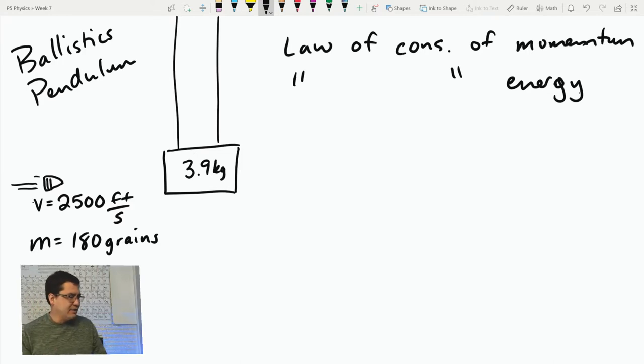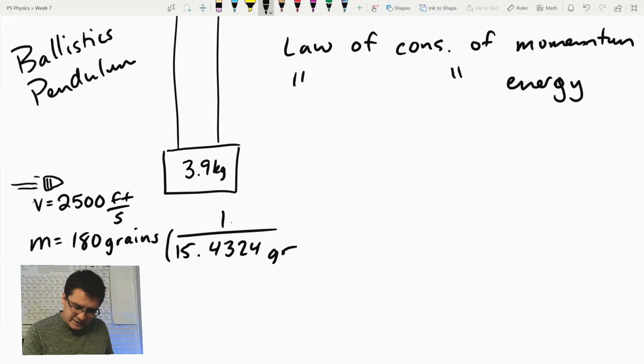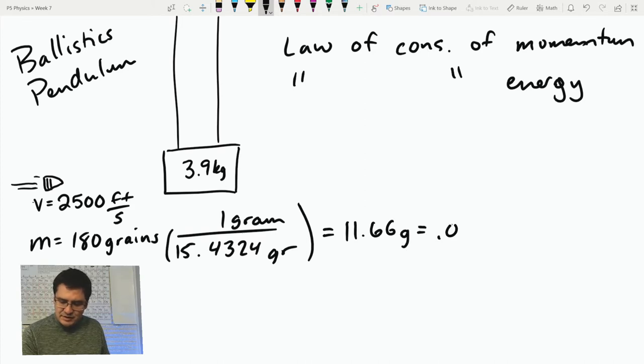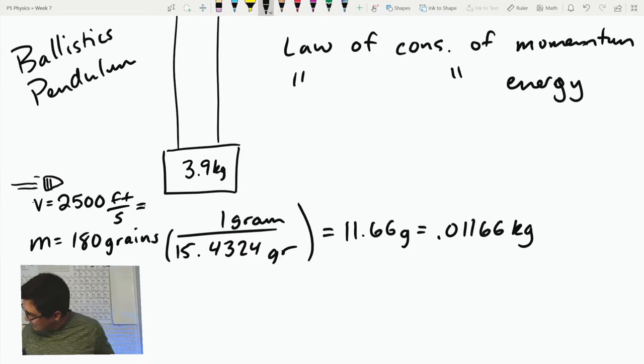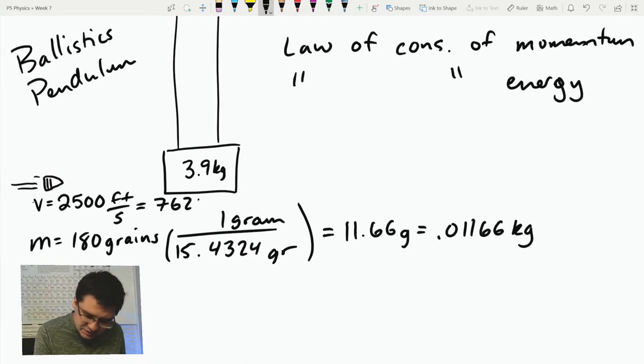So my hunting rifle that I hunt elk with shoots a 180 grain bullet. A lot of you don't know what grains are. I didn't know until I started hunting, but it's a way that they measure the mass of gunpowder and the mass of the actual bullet. So 180 grains, there's approximately 15 grains in a gram. I got the actual conversion, 15.434 grains per 1 gram. That comes out to about 11.66 grams or 0.01166 kilograms. Okay, so the mass of the bullet is about a hundredth of a kilogram, and the velocity is 2,500 feet per second. If you were to convert that to meters per second, that comes out to 762 meters per second.